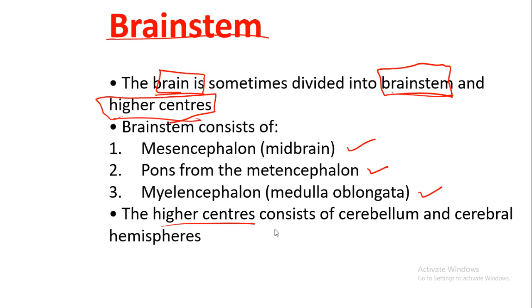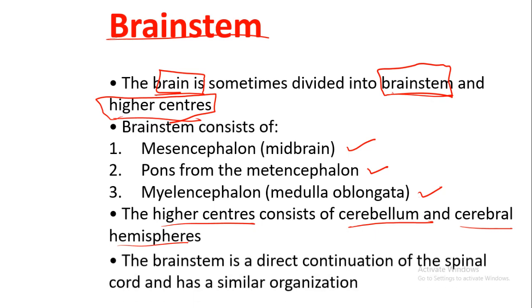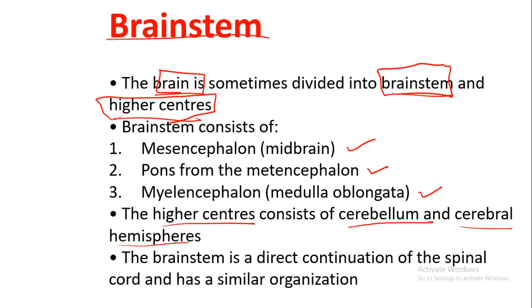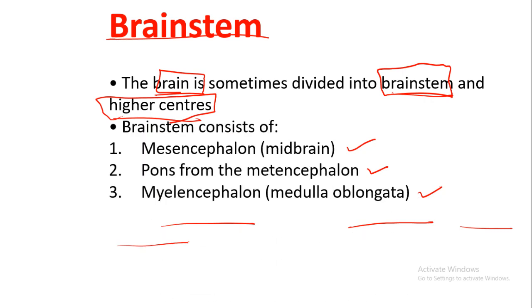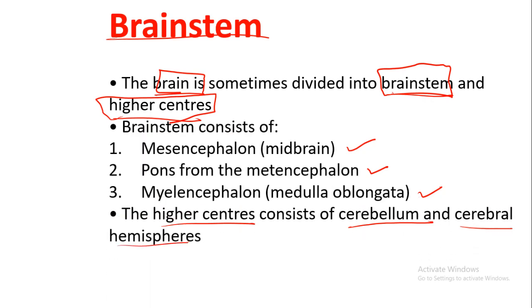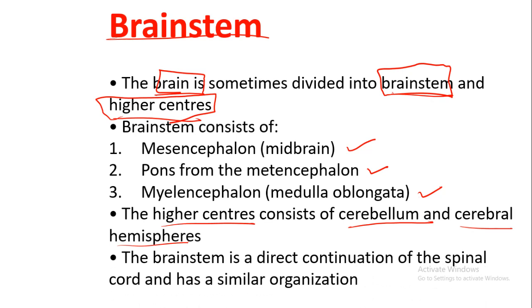Then when we talk of the higher center, this just consists of the cerebellum, which was part of the metencephalon, and the cerebral hemispheres. So when you talk of this brainstem, the brainstem is a direct continuation of the spinal cord, and this has a similar organization. So guys, please make sure that you go through this video, you go through the notes, and make sure that you go through exam questions.